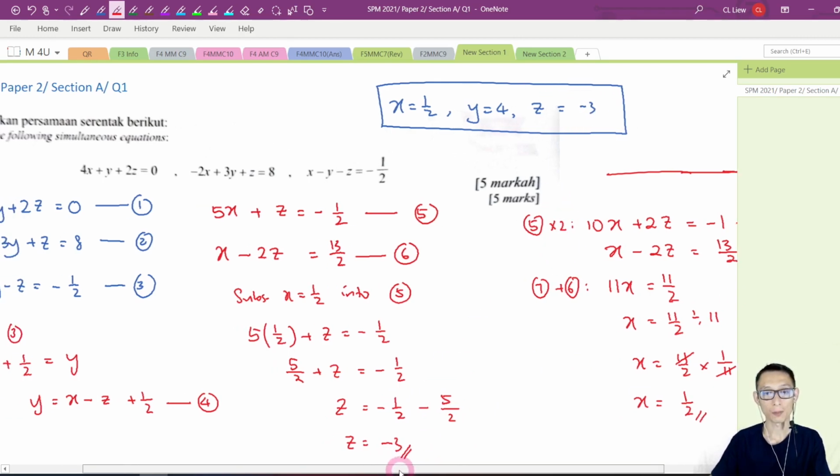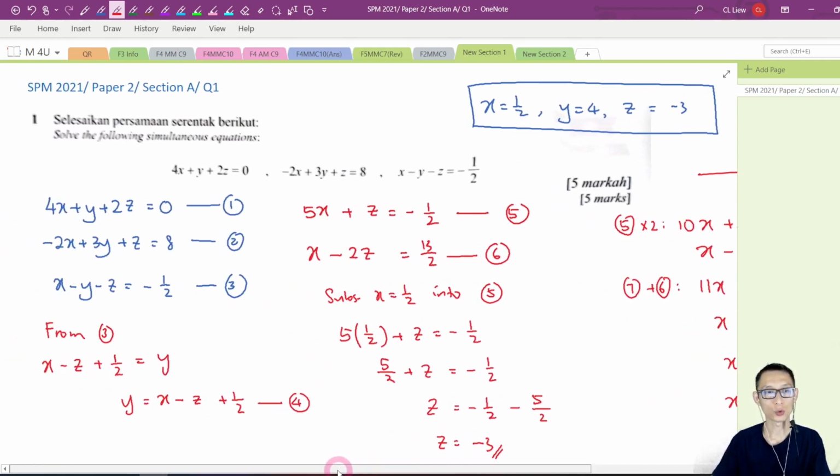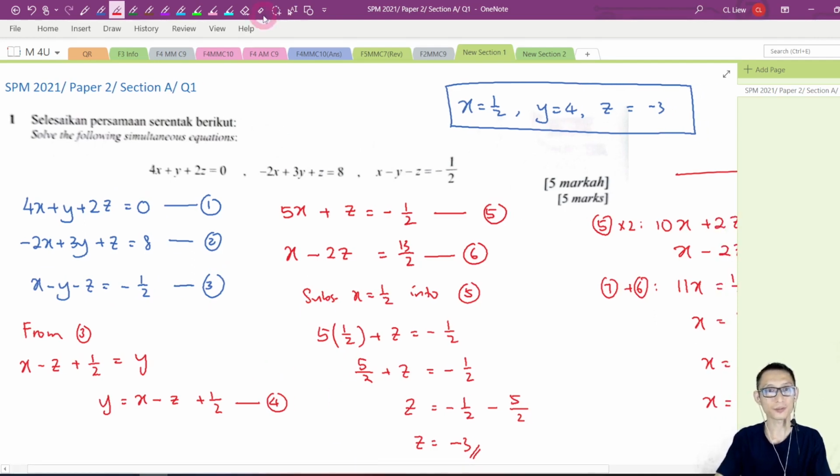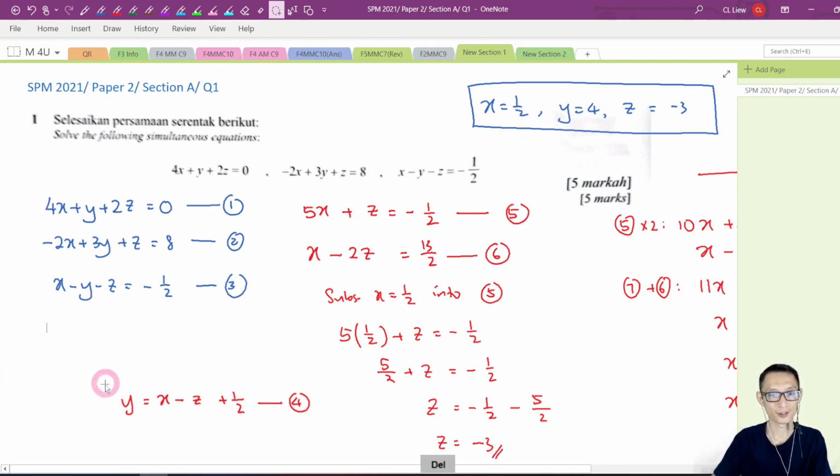So for the last part, I'm going to bring the value of x and z into, okay, you can choose any one that you like. So I am going to choose the third one because this look easier. Okay, let me erase this one. Or you can bring in here also. It's totally up to you, still getting the same answer. Okay, let me just use the fourth equation.